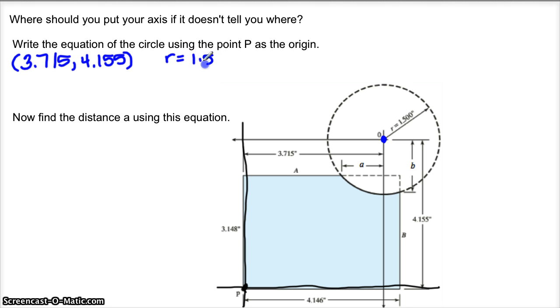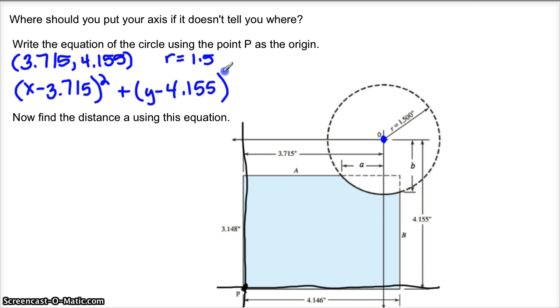Now you notice I actually have 4 significant digits on this whole problem, but I'll worry about that at the very end. Okay, so the equation of the circle is x minus the x coordinate of the vertex, 3.715, squared, plus y minus the y coordinate of the vertex, squared, and that's equal to your radius squared. So there's the equation of my circle, and now we want to find this distance A.